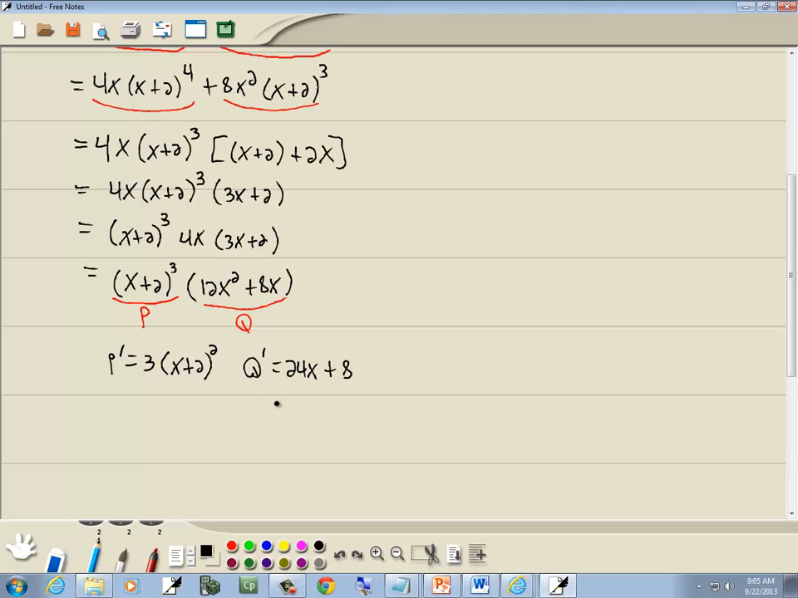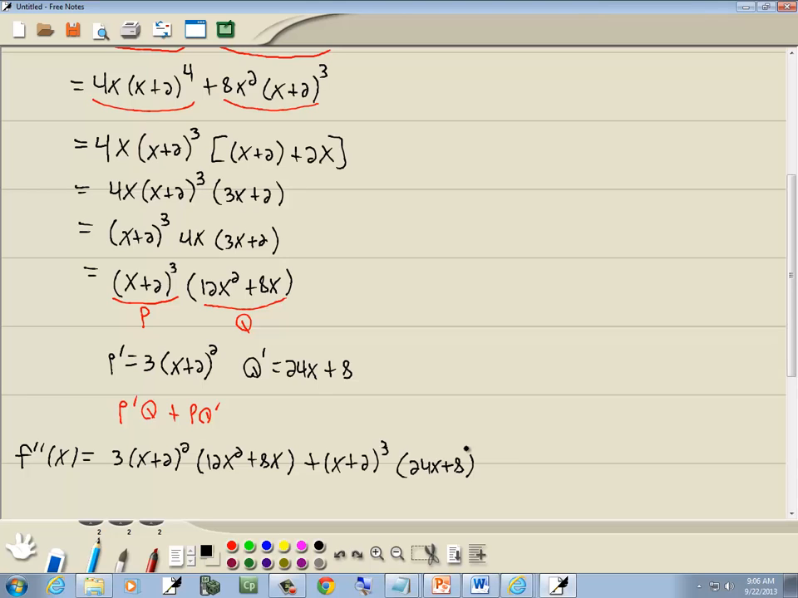Okay, now let's plug this into our formula for our second derivative. So we've got p prime q plus p q prime. This is kind of a long problem. I'm going to double check this against the answer after we finish. P prime was 3x plus 2 squared times q, which was the 12x squared plus 8x, plus p, which was the x plus 2 to the third power, times q prime, which is 24x plus 8.